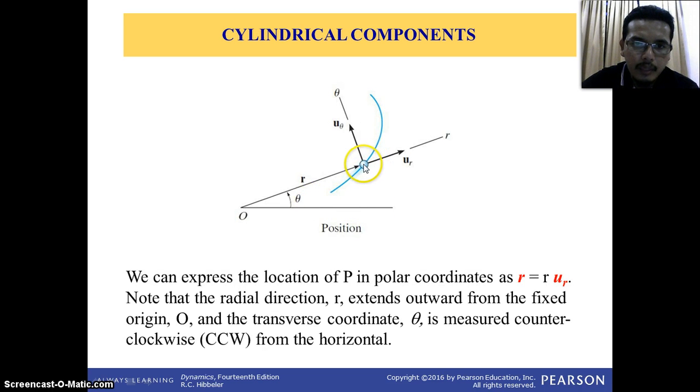Previously we had the tangent to the curve, and the normal perpendicular to the tangent. The tangent is the t-axis and the normal is the n-axis, but here it is different. We express the location in polar coordinates, given by r and theta.